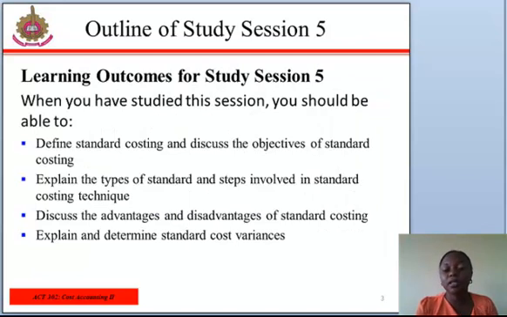At the end of this study session, you should be able to: 1. Define standard costing and discuss the objectives of standard costing. 2. Explain the types of standard and the steps involved in standard costing technique. 3. Discuss the advantages and disadvantages of standard costing. And lastly, explain and determine standard cost variances.